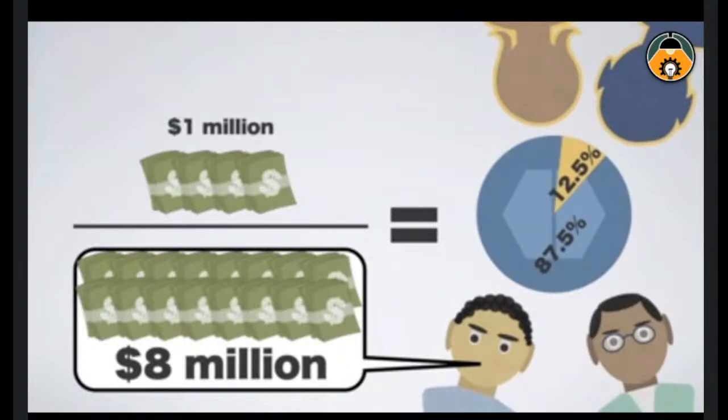Samajh aa rahi hai? There's no huge formula, just dividing them both. 1 by 8 is equal to 12.5. That will give you a ratio of 12.5%, right?